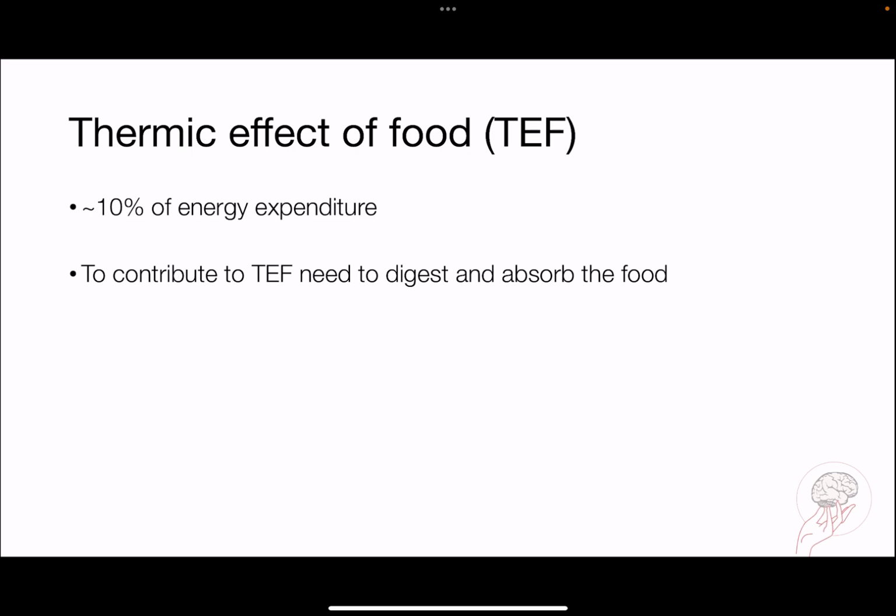Now we'll look a little more at the thermic effect of food. It's around 10% of our total energy expenditure, so not a lot. To contribute to the thermic effect of food, we need to be able to digest and absorb the food. So think about if you had something like celiac disease. You're not able to digest and absorb your food as well, so you'll have a decrease in thermic effect of food. Similarly, if you have, say, insulin resistance, you'll have a lower thermic effect of food, because you're not able to absorb as many carbohydrates.